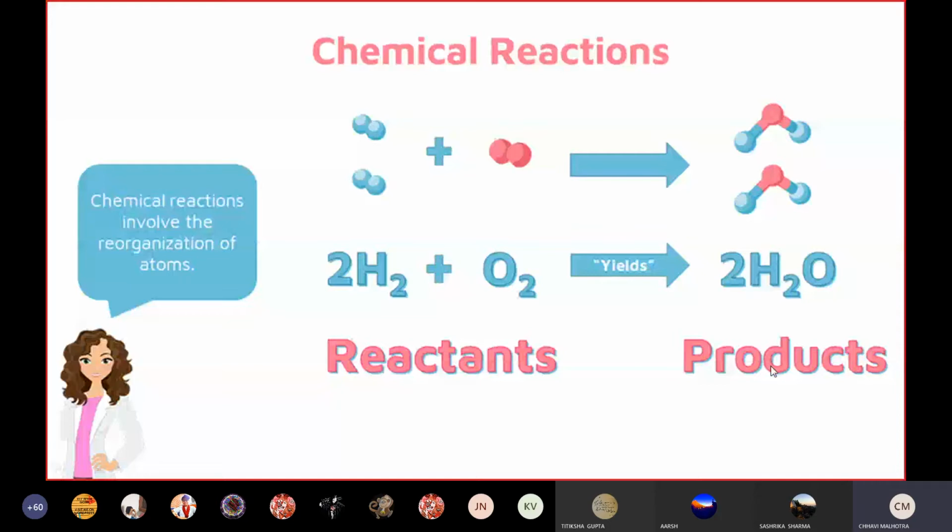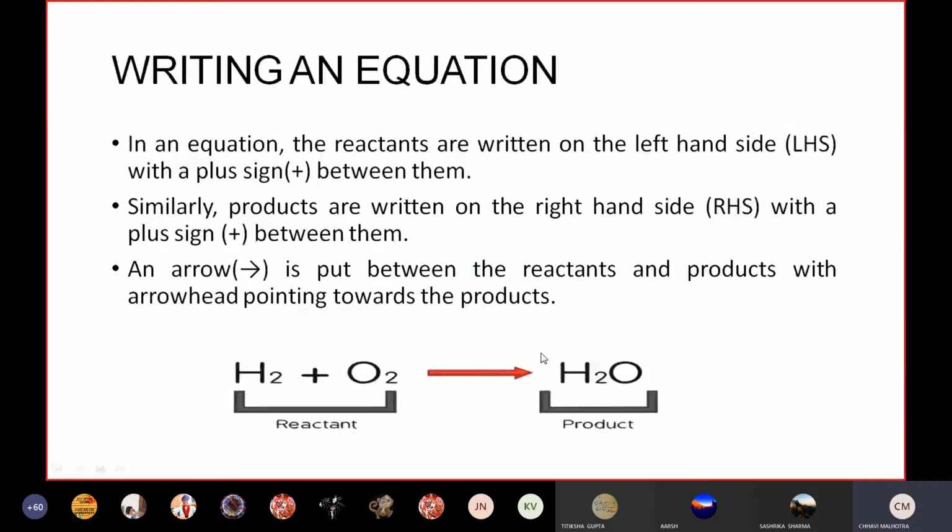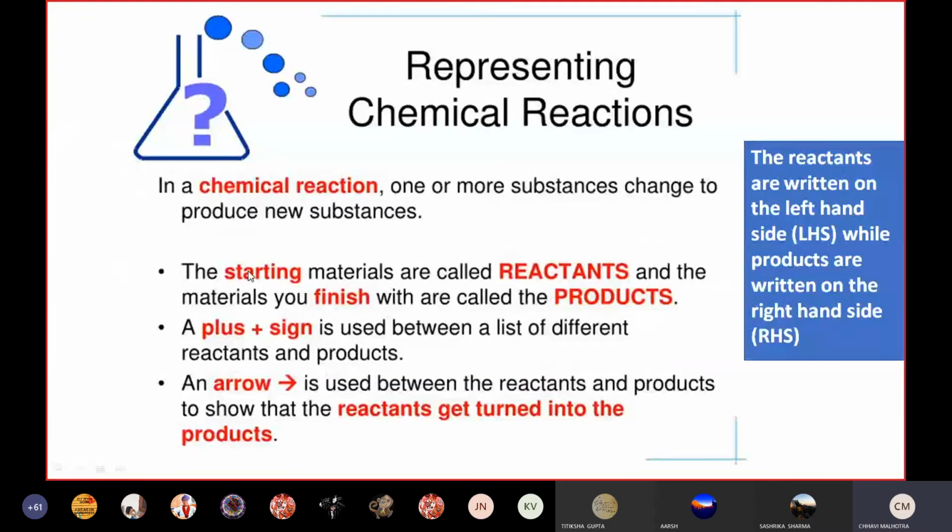So this is how a chemical reaction is written. Reactants yield products. In an equation, the reactants are written on the left hand side always, with a plus sign in between, and products are written on the right hand side, that is RHS, with a plus sign. If you have more products, you will use a plus sign. An arrow is put between the reactants and products with the arrowhead pointing towards the products. So left hand side reactants, right hand side products, with the arrowhead pointing towards the products.